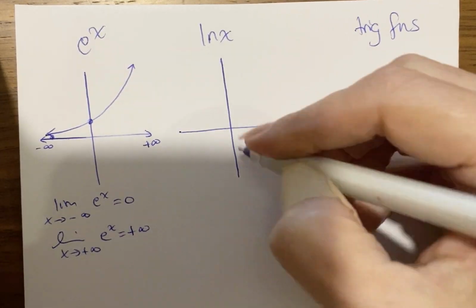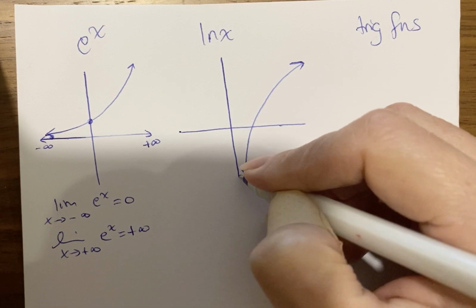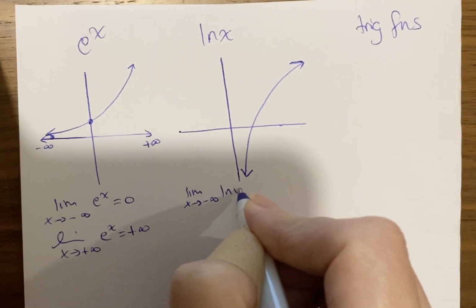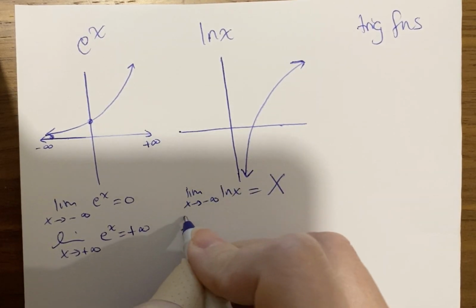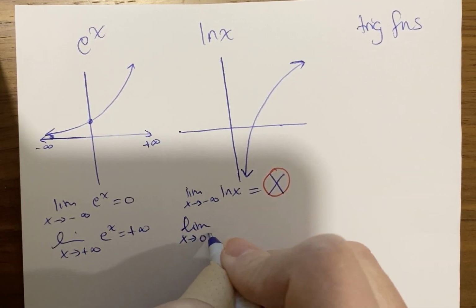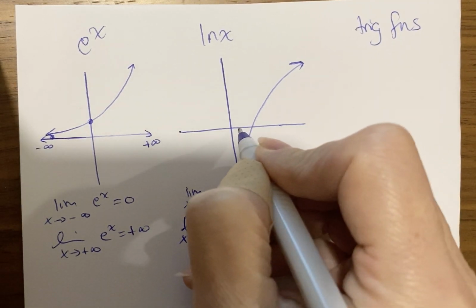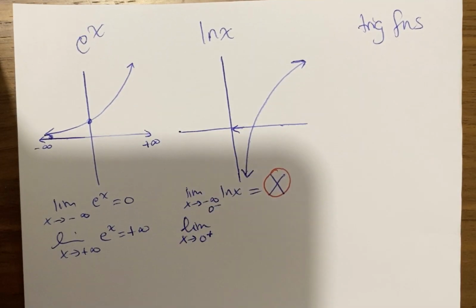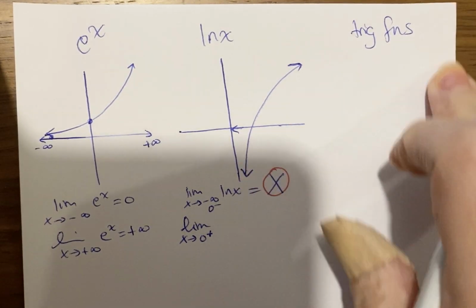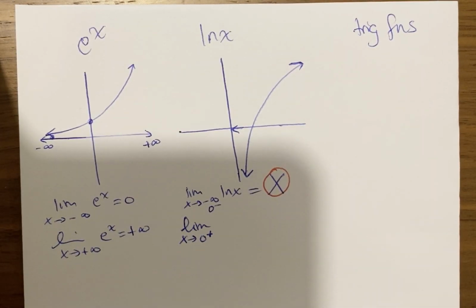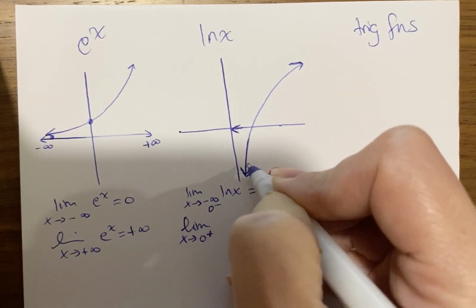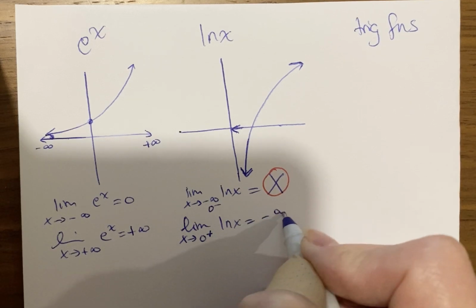ln x looks like this. It doesn't have a limit at minus infinity because it's not defined there. It has two limits that we need to remember. It's the limit as we approach 0 from the right, because the limit as we approach 0 from the left does not exist. The function is not defined there, so no limit talk there. When we approach 0 from the right, what's happening to the function? The function is going all the way to minus infinity.